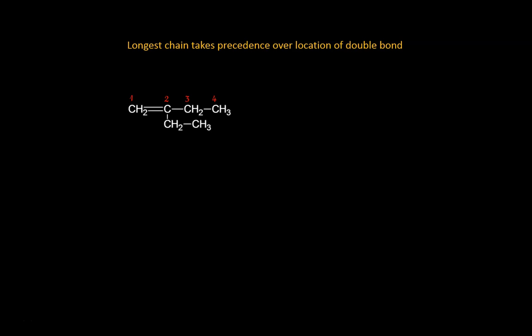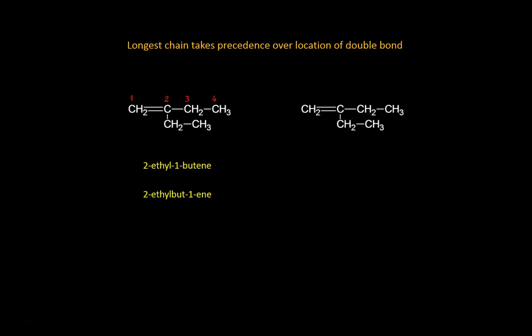Here we would number the chain as usual so that the double bond is part of the longest chain and also has the lowest number. This would make it a 1-butene with ethyl on carbon 2, giving us the name 2-ethyl-1-butene, or of course 2-ethylbut-1-ene.